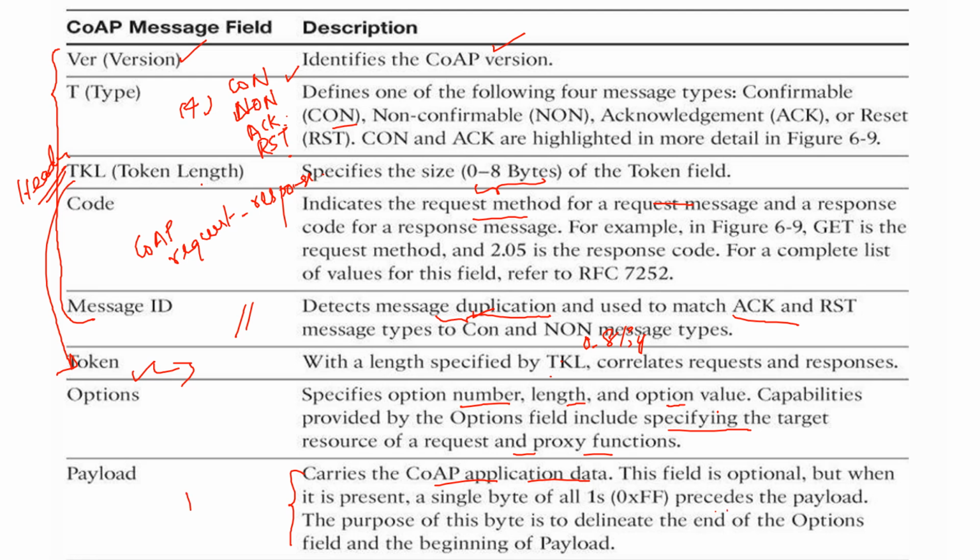That's what I have told you. You have 8 bits, right? 1, 2, 3, 4, 5, 6, 7, 8. 8 bits of data to identify whether it's the beginning. The purpose of this byte is to delineate the end of the options field and the beginning of the payload, to indicate that you have a payload.